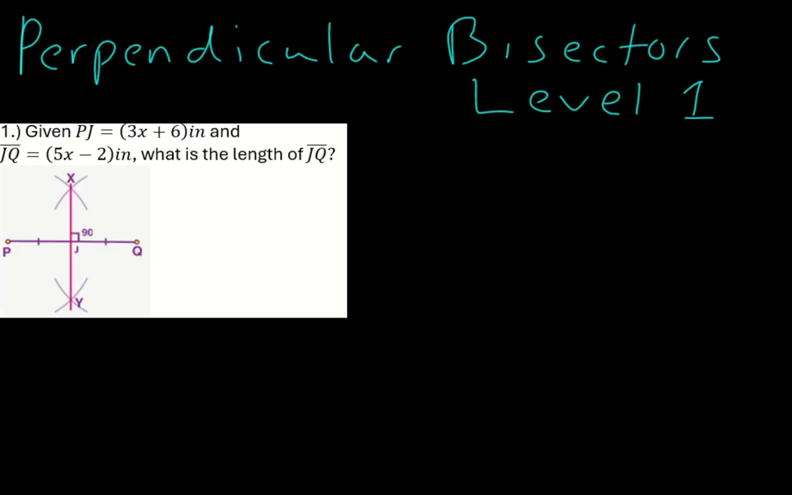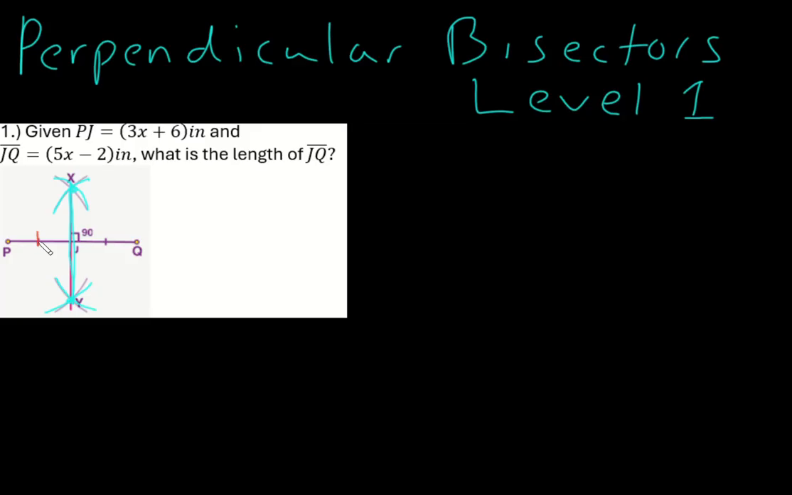All right, and welcome to Perpendicular Bisectors Level 1. Now, whenever you see this marking like you see here, where you have this arc crossing right there, and this arc and this arc crossing right there, this is what we call the construction of a perpendicular bisector. What a perpendicular bisector does is it cuts any line segment in half.